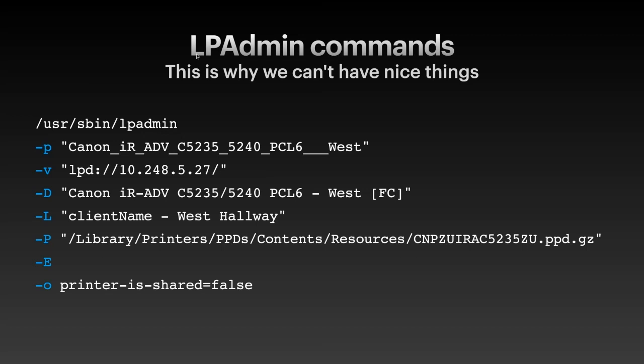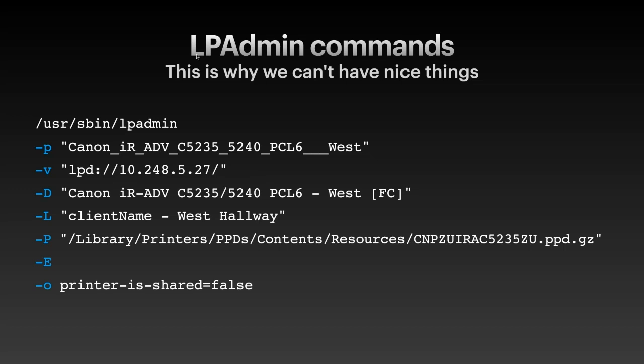Just real quick on some of these arguments, you can see that first -p argument is just going to be the queue name, the print queue name. You'll notice there's no white space in there. -v is your printer URI. This is the address on the network where you're going to be pointing your devices. You've got -D, which is your human readable description. This will be what the printer looks like to the end user when they're trying to select from their list of printers. You have -L, your location flag.